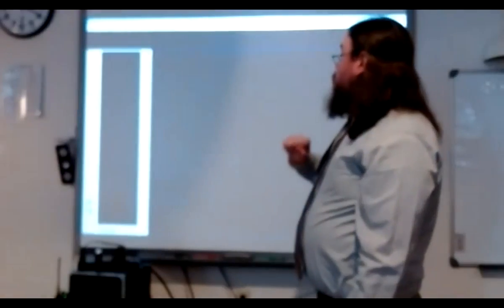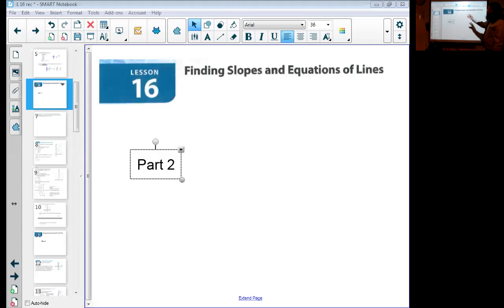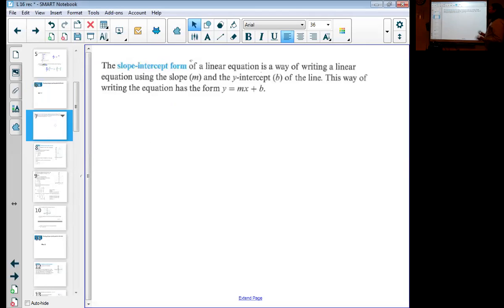So we're now starting lesson 16, finding slopes and equations of lines, part 2. So now we are talking about the slope-intercept form of a linear equation. It is a way of writing a linear equation of slope m and the y-intercept b of the line. This way of writing the equation is a form of y equals mx plus b.